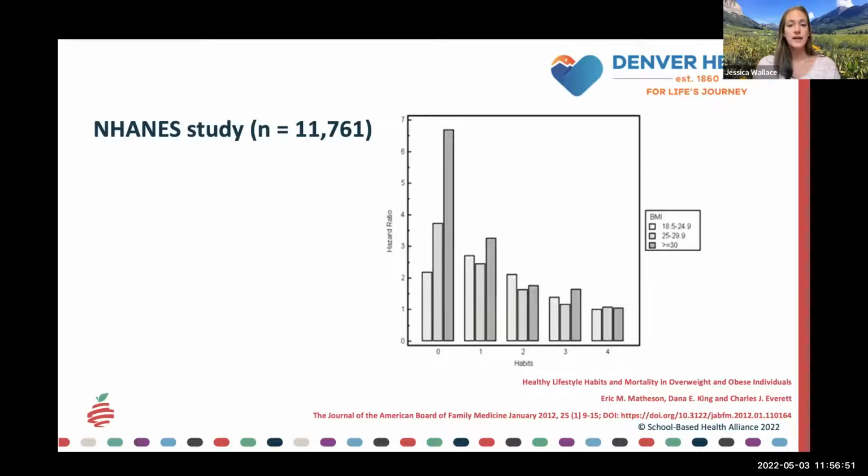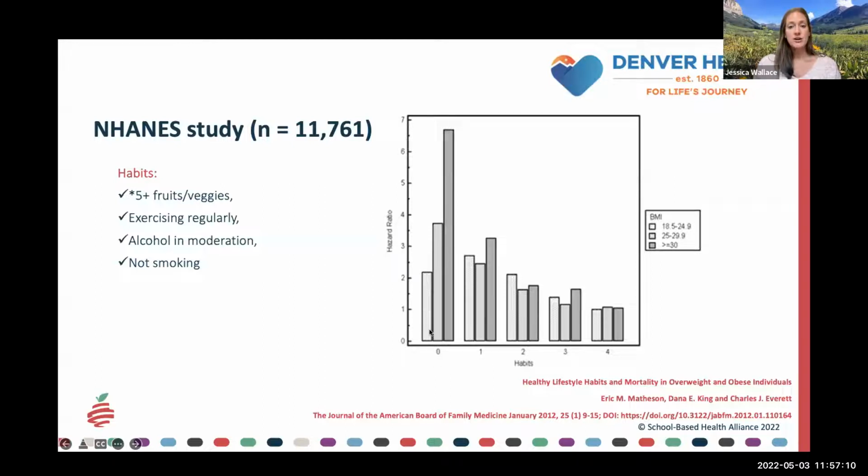And so when we're talking about healthy habits, there are 4 that they looked at. Do you eat 5 fruits and vegetables a day? When you actually look at the number of people who do it, it's like 10% or something. Do you exercise regularly? Do you drink alcohol in moderation? Do you not smoke?